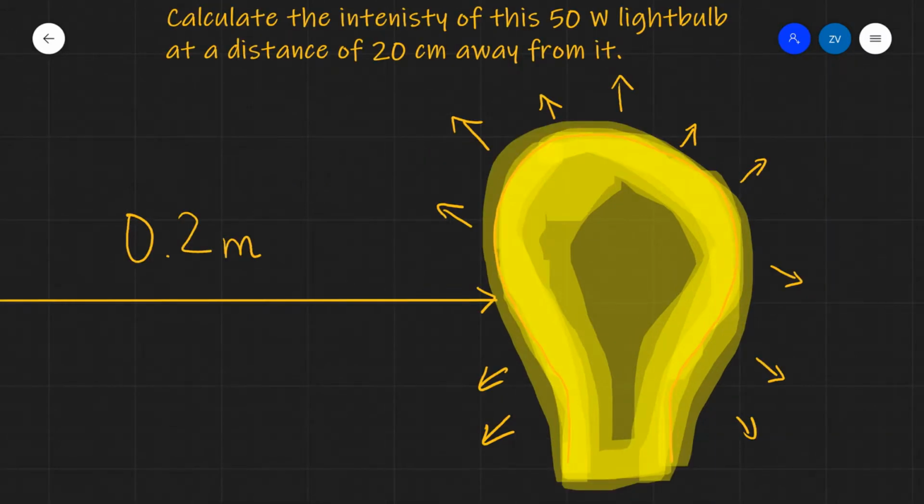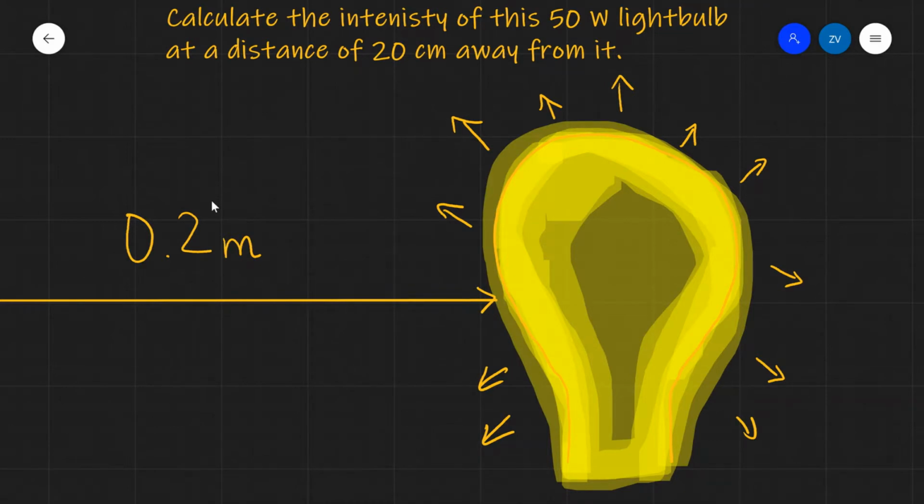Now that we know what intensity is, let's apply this to quite a typical problem. We have a little light bulb over here. You can see my artistic impression of a light bulb. And what I want you guys to do is to calculate the intensity of this 50-watt light bulb at a distance of 20 centimeters away from it. Now let's have a look at the solution.